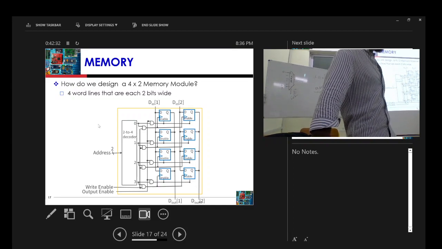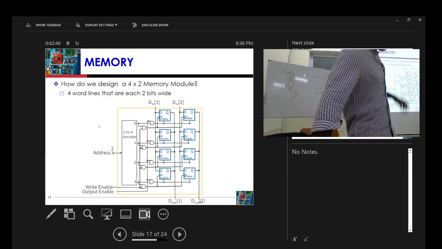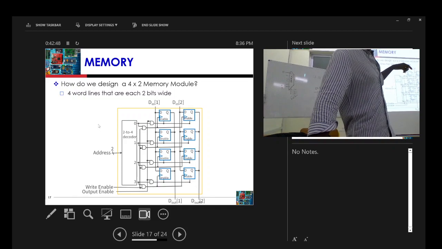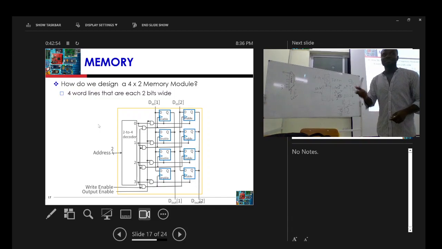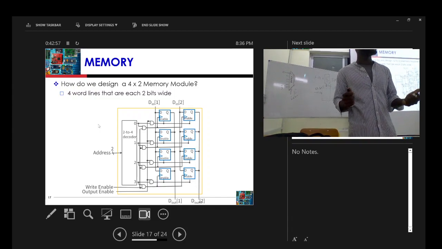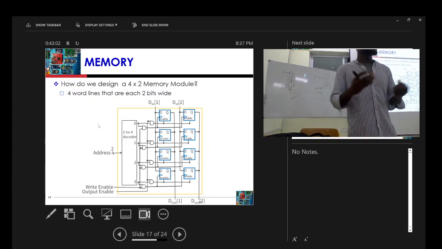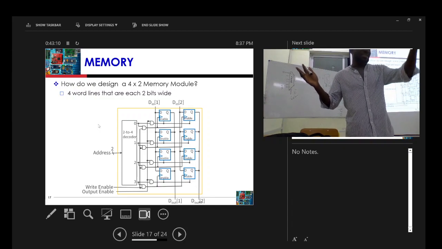So if I want to read from it, have you seen how it looks? We have a decoder in there, and then we have our inputs, the D connected to the actual storage. I hope you guys know what a flip-flop is. A flip-flop stores data. So that's what we use in the SRAM. You guys already know what a flip-flop is, right?